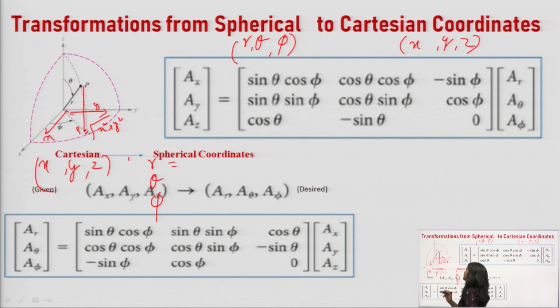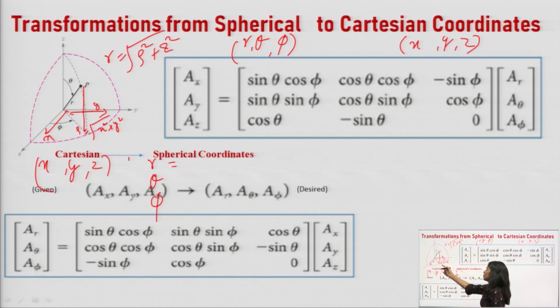Again, this r is the hypotenuse for this triangle. So we can find the value of r by squaring this. Rho square, r will be equal to root under rho square plus z square. Now we know that rho square is equal to x square plus y square, so we can write r is equal to root under x square plus y square plus z square.